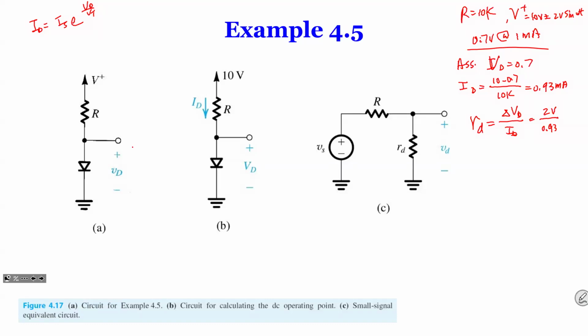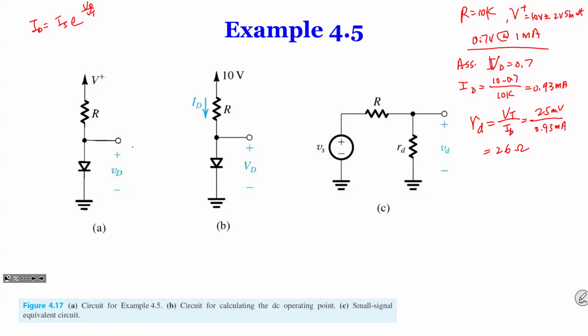Oops, sorry. This is VT over ID, so it's 0.93 divided by 0.25 millivolt divided by 0.93 milliamps. That gives you about 26 ohms. So that's the equivalent circuit of a small signal model. You get roughly 26 ohms.